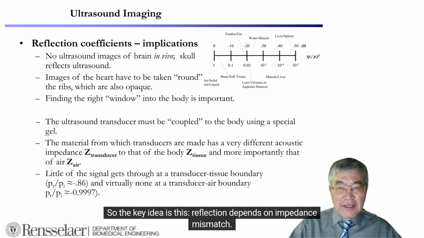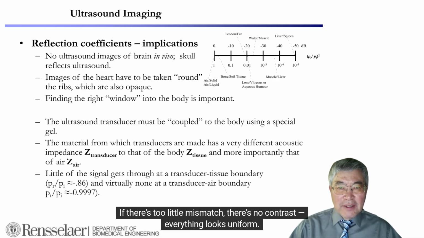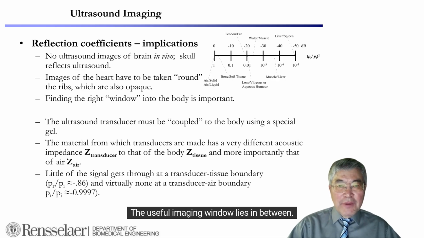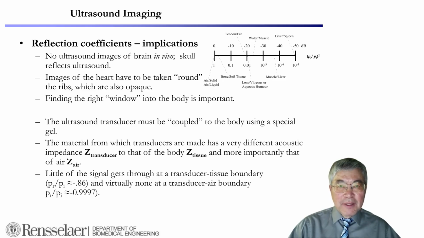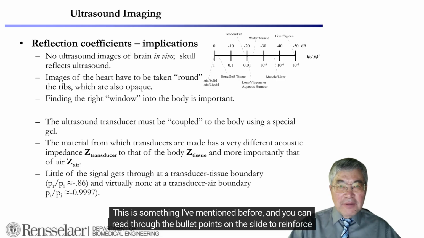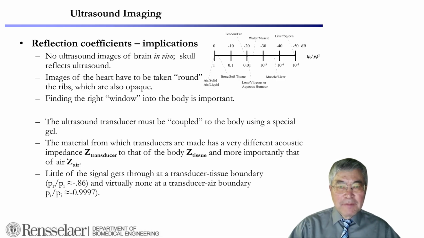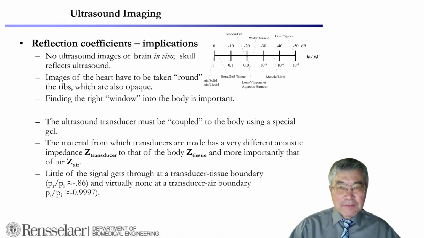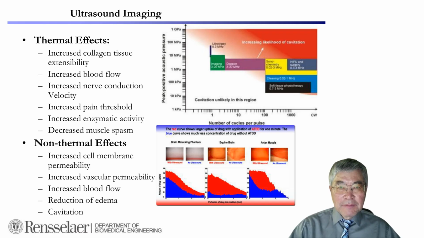So the key idea is this: reflection depends on impedance mismatch. If there's too little mismatch, there's no contrast, everything looks uniform. But if the mismatch is too large, nothing penetrates, you can't see anything. The useful imaging window lies in between. This is something I've mentioned before, and you can read through the bullet points on the slide to reinforce the idea. The goal is always the same: find the right balance between reflection and transmission to get good imaging quality.